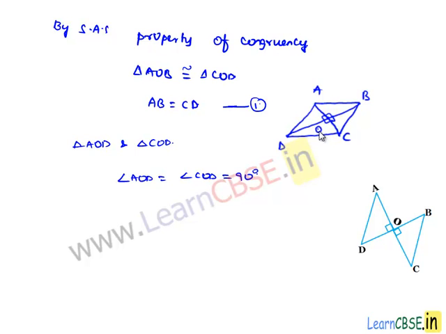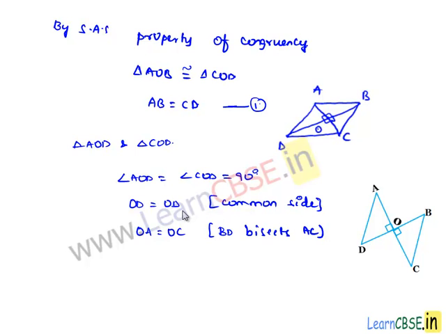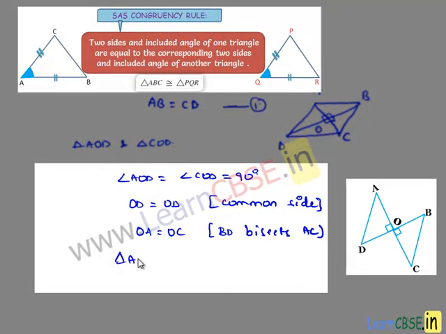and OD is equal to OD since it is a common side for both the triangles. OA is equal to OC as BD perpendicularly bisects AC. So here one angle and two sides of the triangle AOD and COD are correspondingly equal. We can say triangle AOD is congruent to triangle COD.